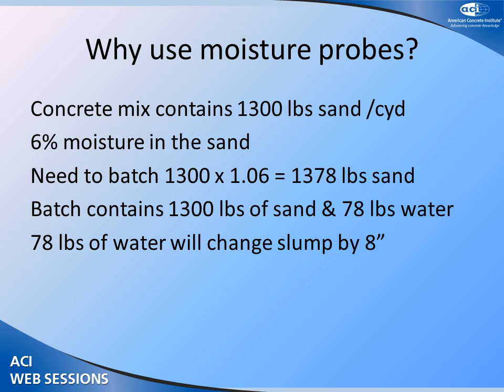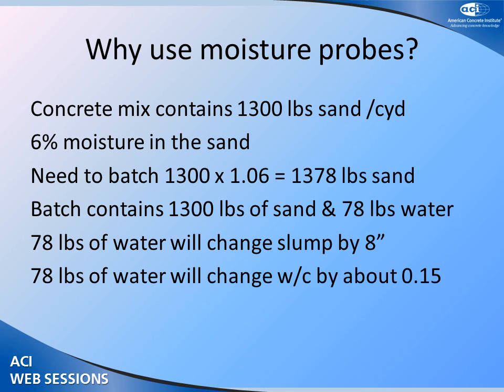And we're going to increase our water-cement ratio by about 0.15. So this is important. This is not just small figures. This is important to be able to adequately determine what the surface moisture is. If we have 3% moisture, we want to change our adjustment in our sand content. If we have 9% moisture, we're going to have water running out of the sand probably, and we need to be able to make an adjustment for that.